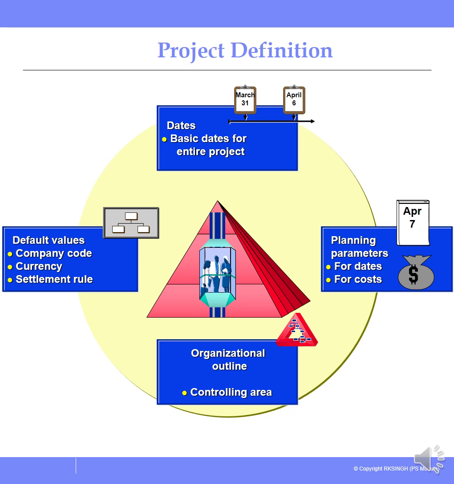This is the first step in creating a project: the project definition. It is an outline connecting all objects created within a project, containing data used for the entire project and default values that are copied into the new WBS elements you can create for this project.